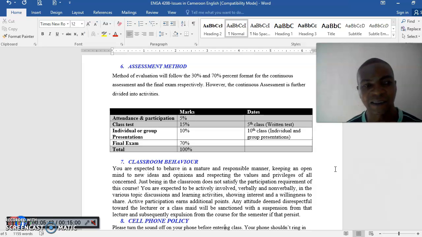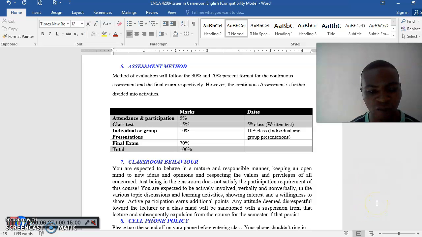We have class test, that is 15 points. We have individual group assignment, 10 points. But one thing you need to understand is that since there are two teachers teaching, if I give you your test on 15, know that it will be on 7.5. Your individual group assignment will be on 5. Even if I give it on 10, you need to know that it will be on 5, because the other lecturer has to give his own marks on 15 as well. So both marks, 15 and 15, will give you 30 points, which is the CA requirement for the university.